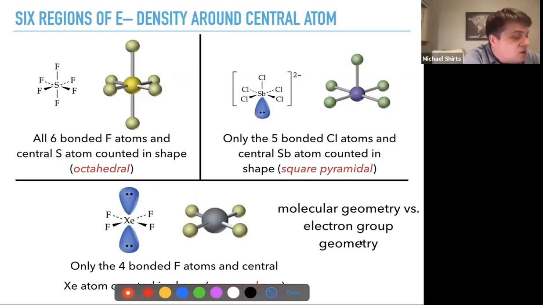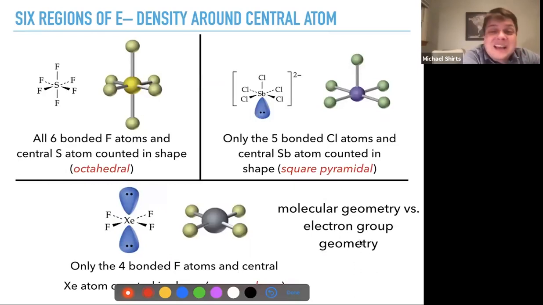And so those are really the options. I don't think there are any cases of 6 regions of electron density where you have 3 lone pairs. I'm not aware of any molecules like that. So this pretty much covers all the possibilities. And most of them, if you don't have an expanded octet, you won't have 5 or 6 regions of electron density. So those are the shapes, and that's it.